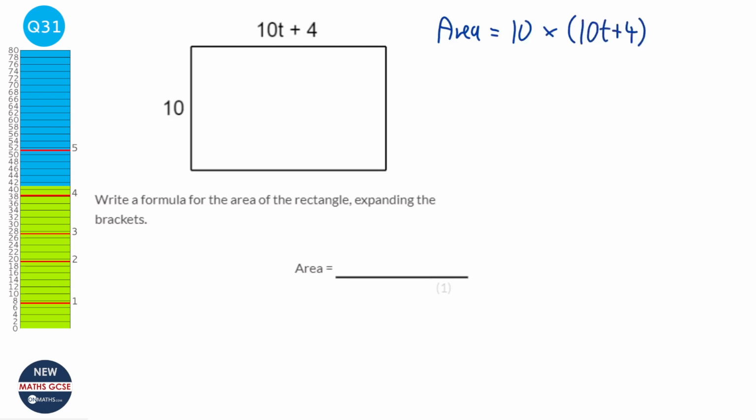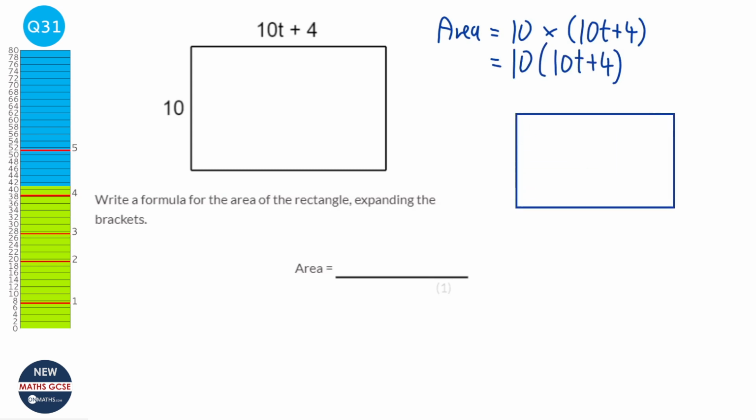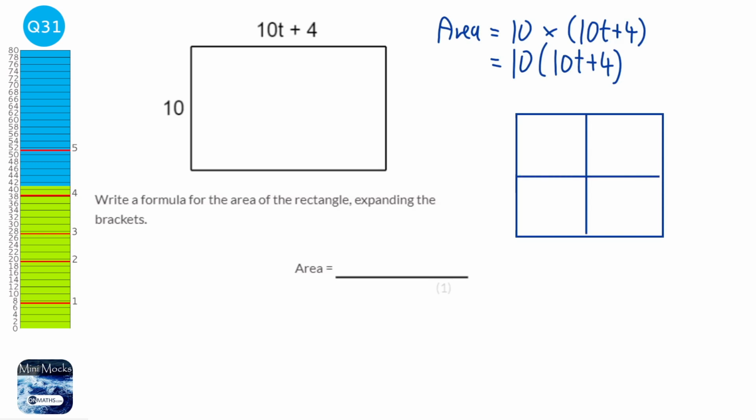And to show that we're doing the whole of it, we put it in brackets. So a different way of writing that is 10 brackets 10t plus 4. And whichever method you use to expand brackets, feel free to do it here. I'm going to just do the grid method, but whatever method you prefer. Actually, I've done too many here. Let's get rid of that.